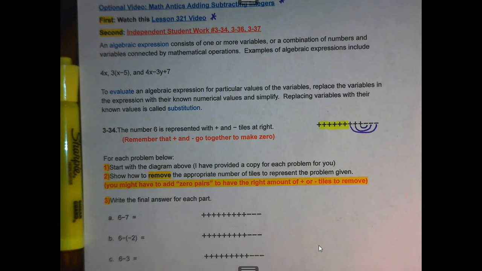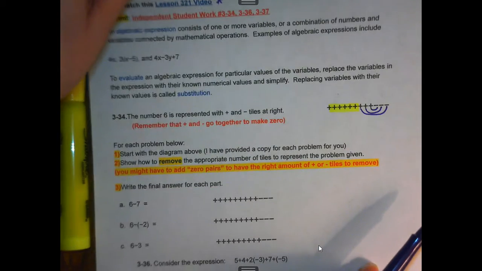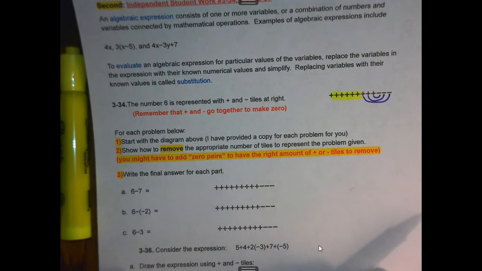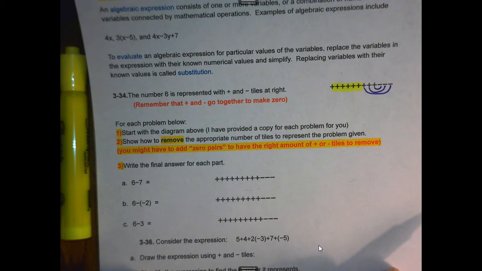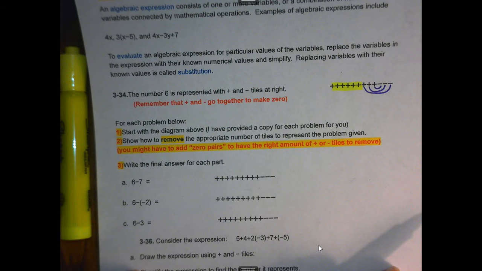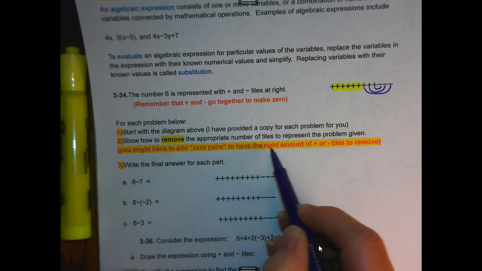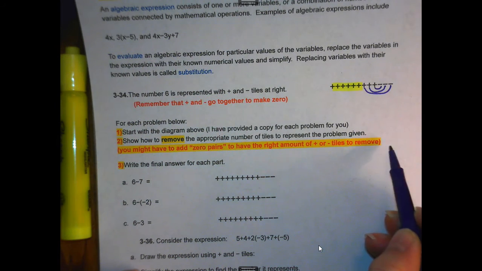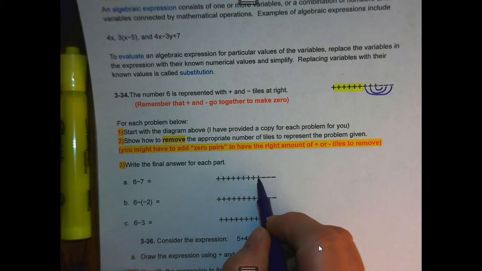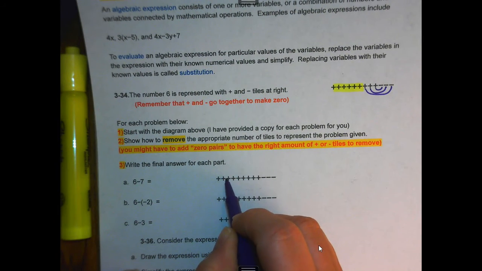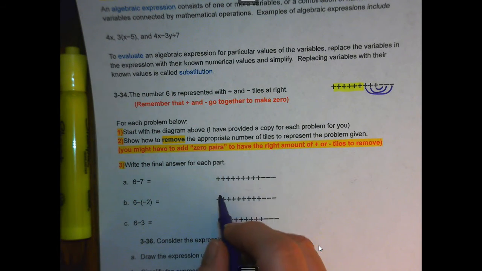All right, moving on, it says for each problem below, you are being asked to start with a diagram that I provided, and show how to remove the appropriate number of tiles to represent the problem given. And then it says, highlighted, you might have to add 0 pairs to have the right amount of positive or negative tiles to remove. This first one says 6 subtract 7. I've got 1, 2, 3, 4, 5, 6, 7, 8, 9 positive tiles, so I can go ahead and subtract 7 of them.